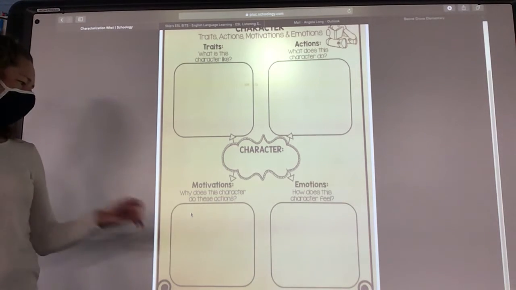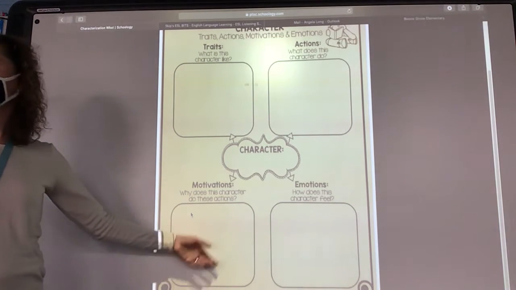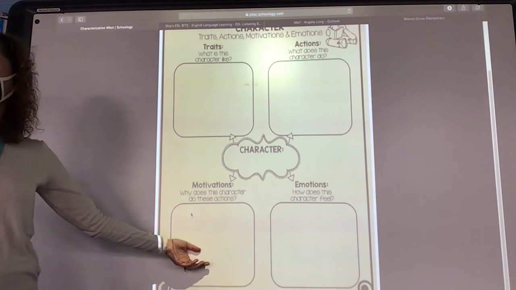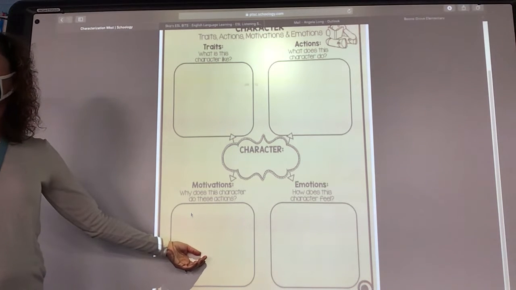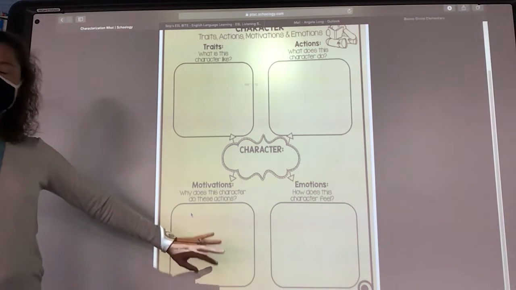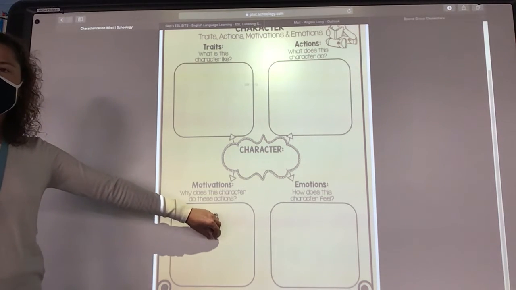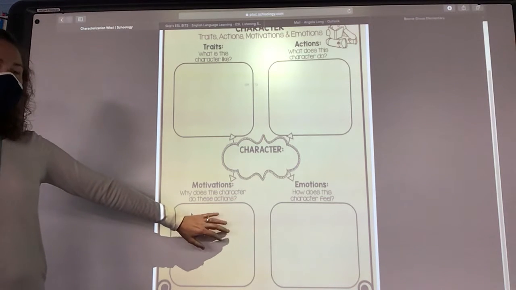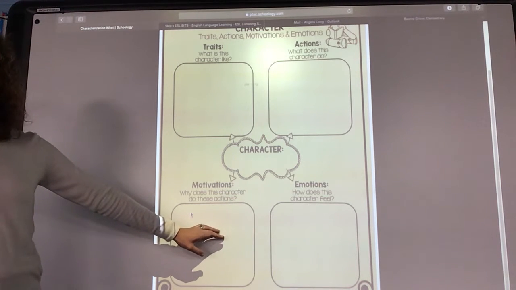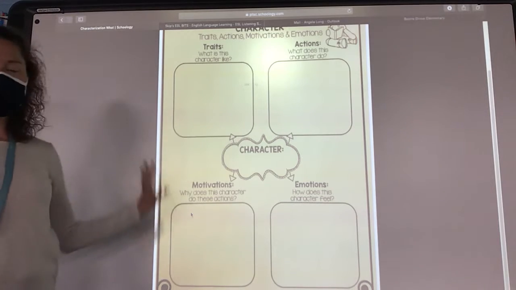Motivations. Why does this character do these actions? Why does he do these things? Kenny? Because it brings back good memories. And he knows the dog. Right, the dog fight brought back memories for him. And we've mentioned he really likes this kind of dog. He really likes these hounds. So that's why he's doing the things he's doing.